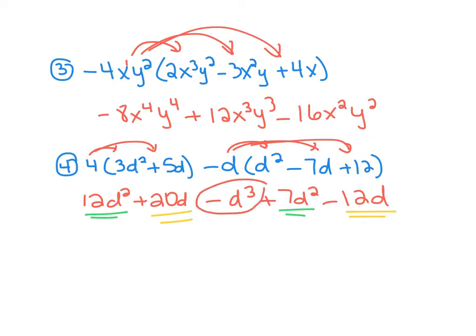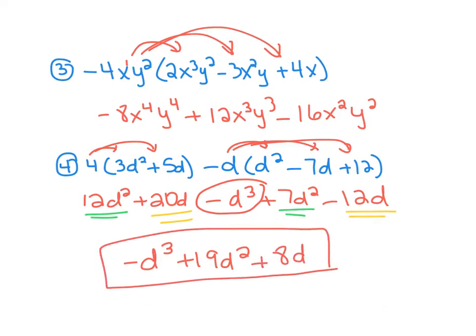So this one is your highest value. When you go to write your answer, write that one down first. And then I go to the d squareds. I should have 12 plus 7, 19d squared, and then 20 minus 12, plus 8d. And yes, it should be in that order based on the exponents of your variables.